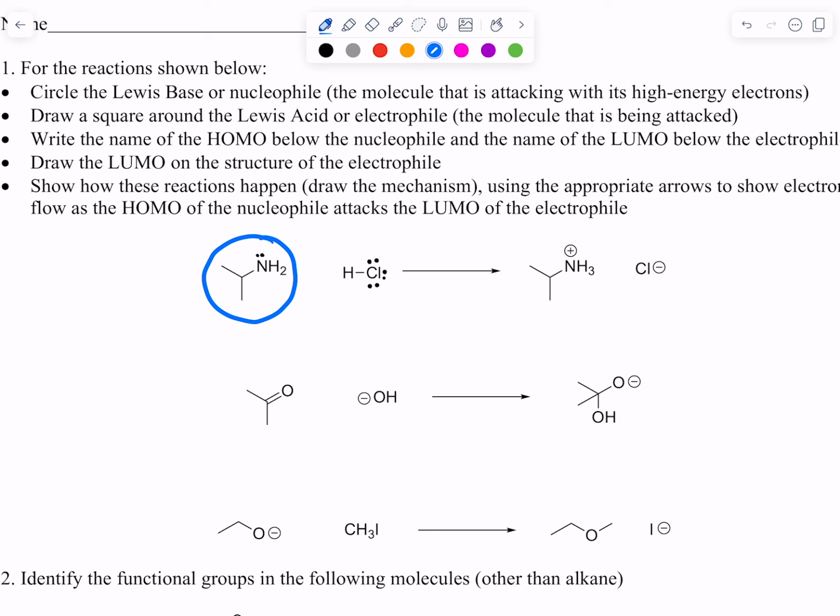But what if that didn't come to your mind? What else could you do to recognize the nucleophile?